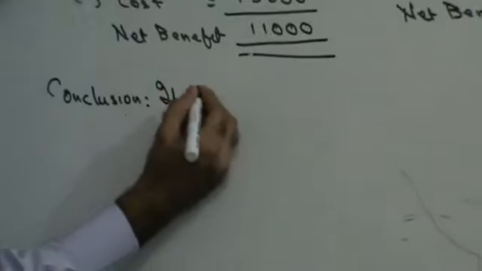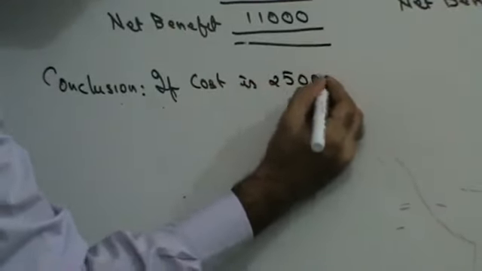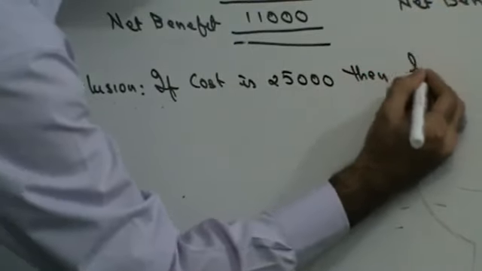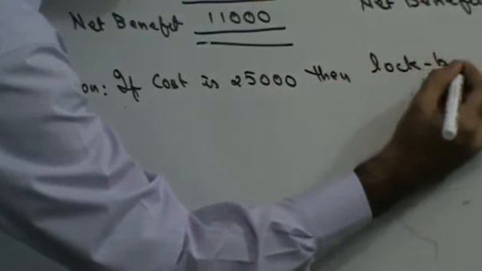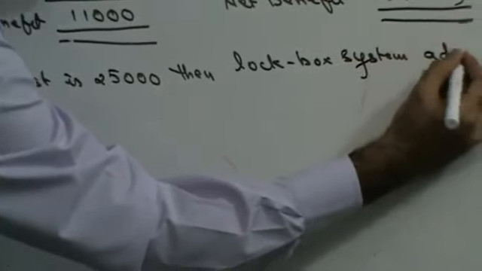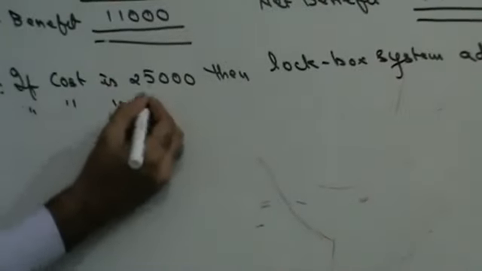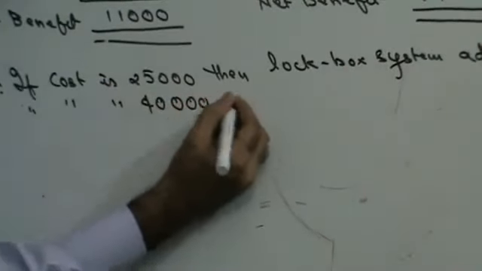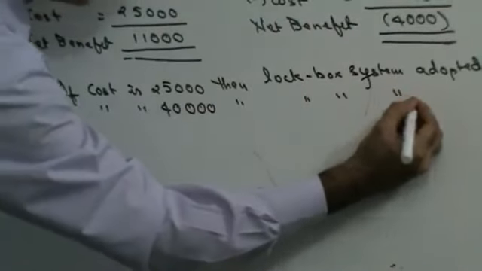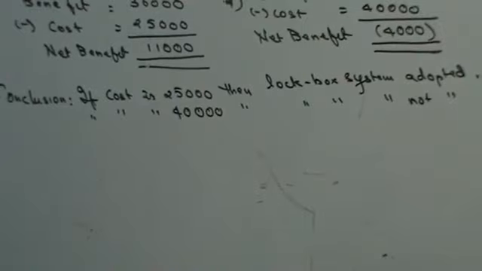If cost is 25,000, then lockbox system adopted, and if cost is 40,000, then lockbox system not adopted. You will use the system only if it is 25,000, otherwise you will not use the system. Right? Do we get this?